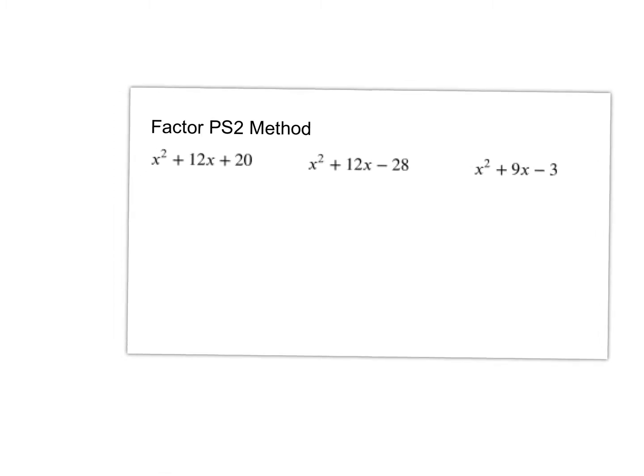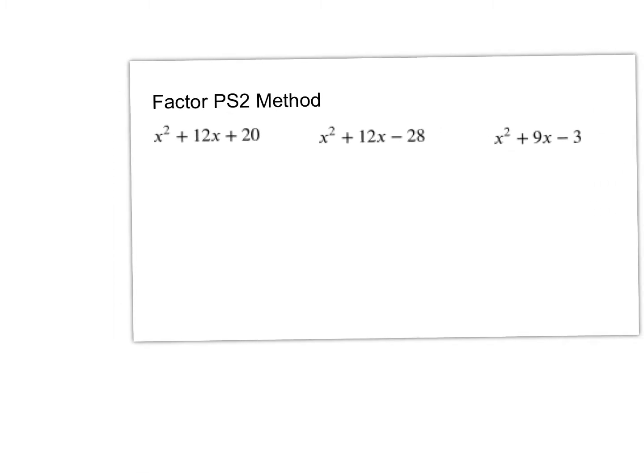All right, factoring using PS2. So let's start with this one. So again, remember, PS2 method, we have to have 3 pieces with no number in front of x squared. Okay? So when we have this, we can use PS2. All right, so my product, remember the piece on the end, so positive 20. My sum in this case is going to be right here, so positive 12.